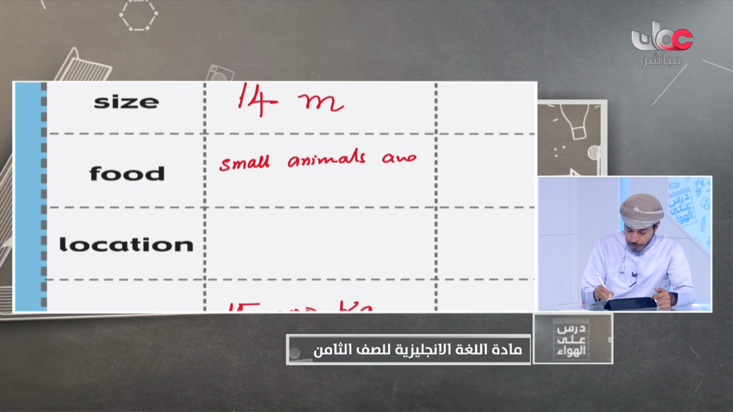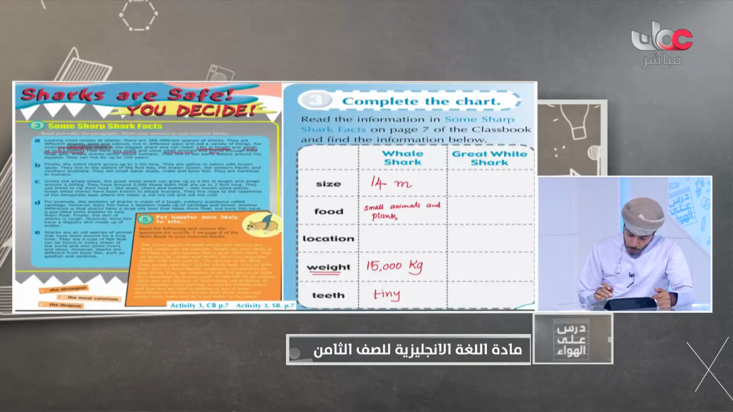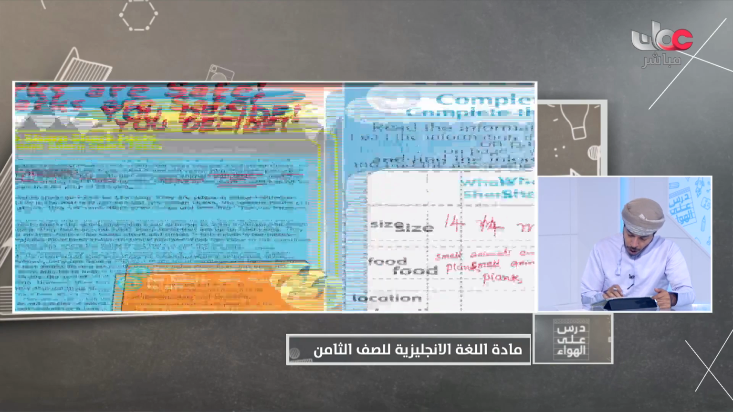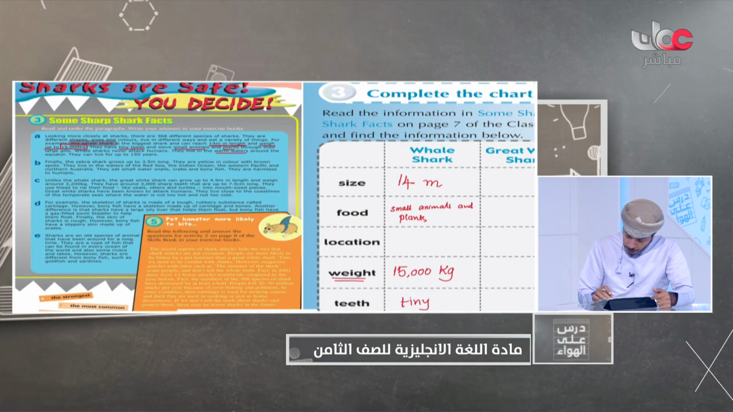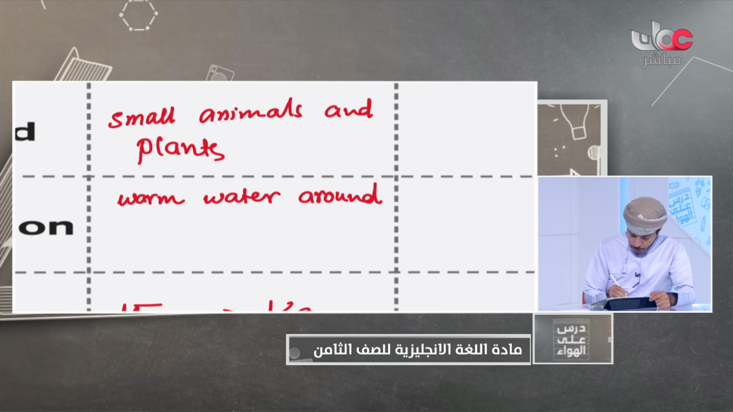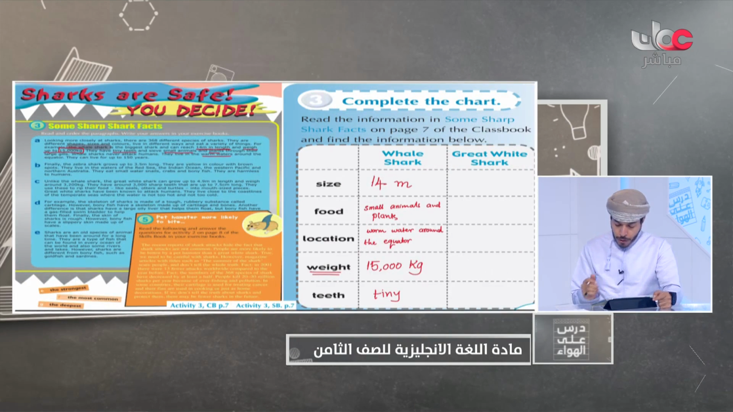And for the last one, which is about location, they live in warm waters around the equator. Okay? We can write it here. Warm water around the equator. Good. So this is how we answer the first column about the whale shark.